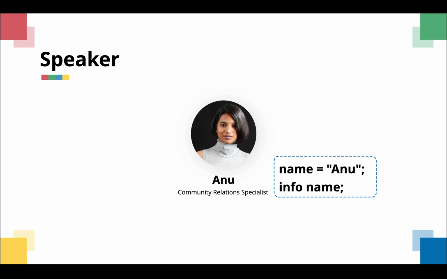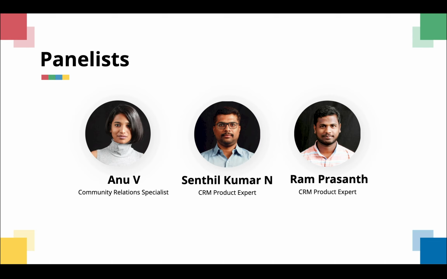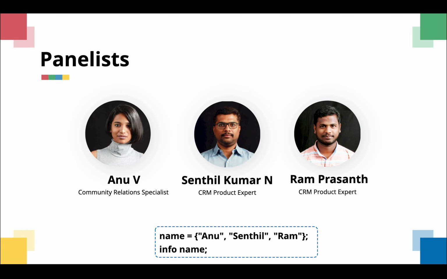Now what if you have more than one entity or objects that you want to refer to? Let's say panelists as opposed to the speakers. If I want to store all the three names under the variable name, I would have to put them between curly braces and list them out one after the other like so. Voila! And there you have a list of our panel members.